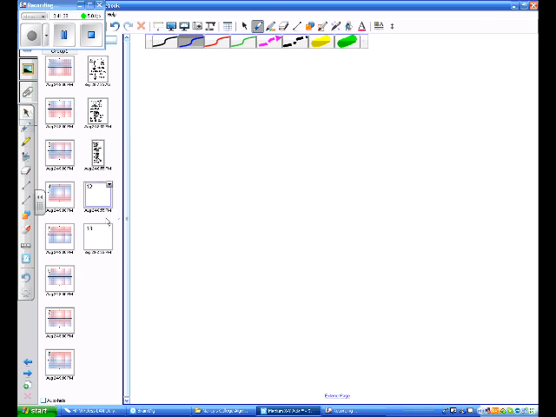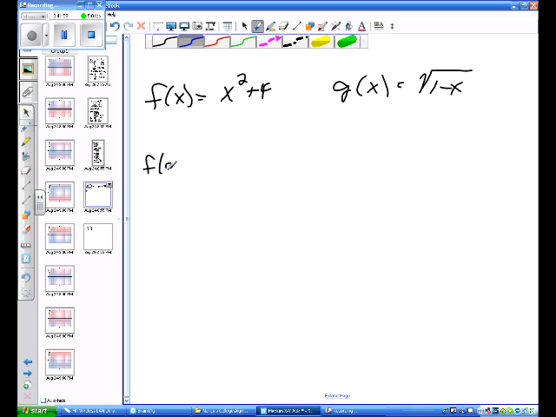And if we looked at f of x equaled x squared plus 4, and g of x equaled the square root of 1 minus x. Okay, we're going to find our composition f of g of x.